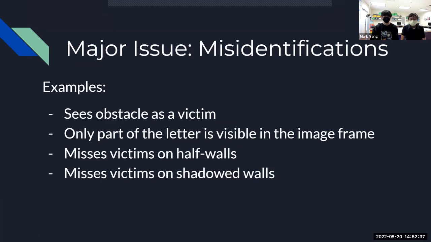Now with identification, we came across a major issue, which was the misidentifications. So some of the problems we encountered was that it would see an obstacle as a victim. Only part of the letter was visible in the region of interest, so it wouldn't identify it correctly. Sometimes it would miss victims on half walls, and it would also miss victims on shadow walls.